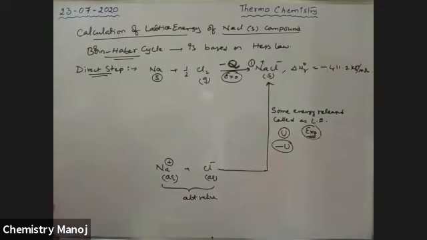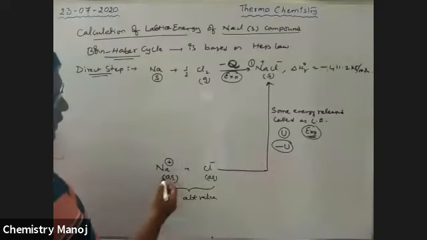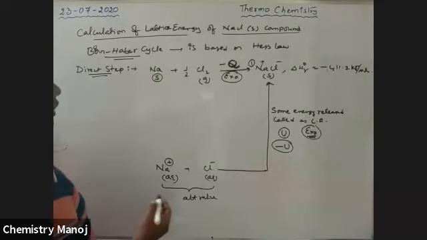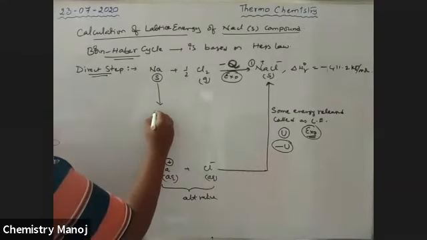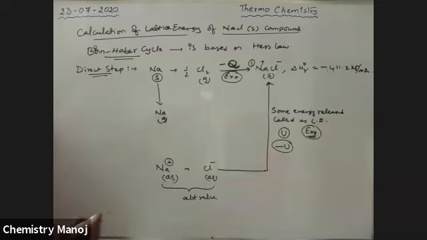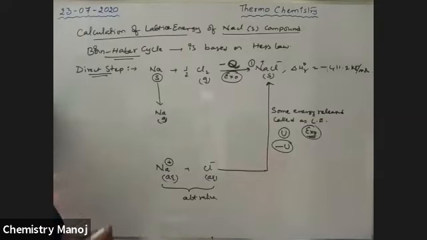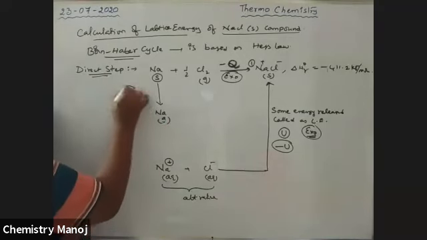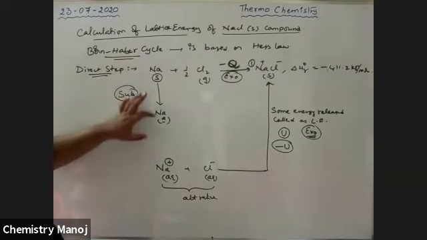Now, we have solid sodium and gaseous chlorine, but we require aqueous Na plus ion and aqueous Cl minus ion. First of all, I am converting this solid sodium into gaseous sodium atom. Solid sodium is directly converted into gaseous sodium. The process is called the sublimation process. So what is sublimation? The conversion of solid directly into gas.